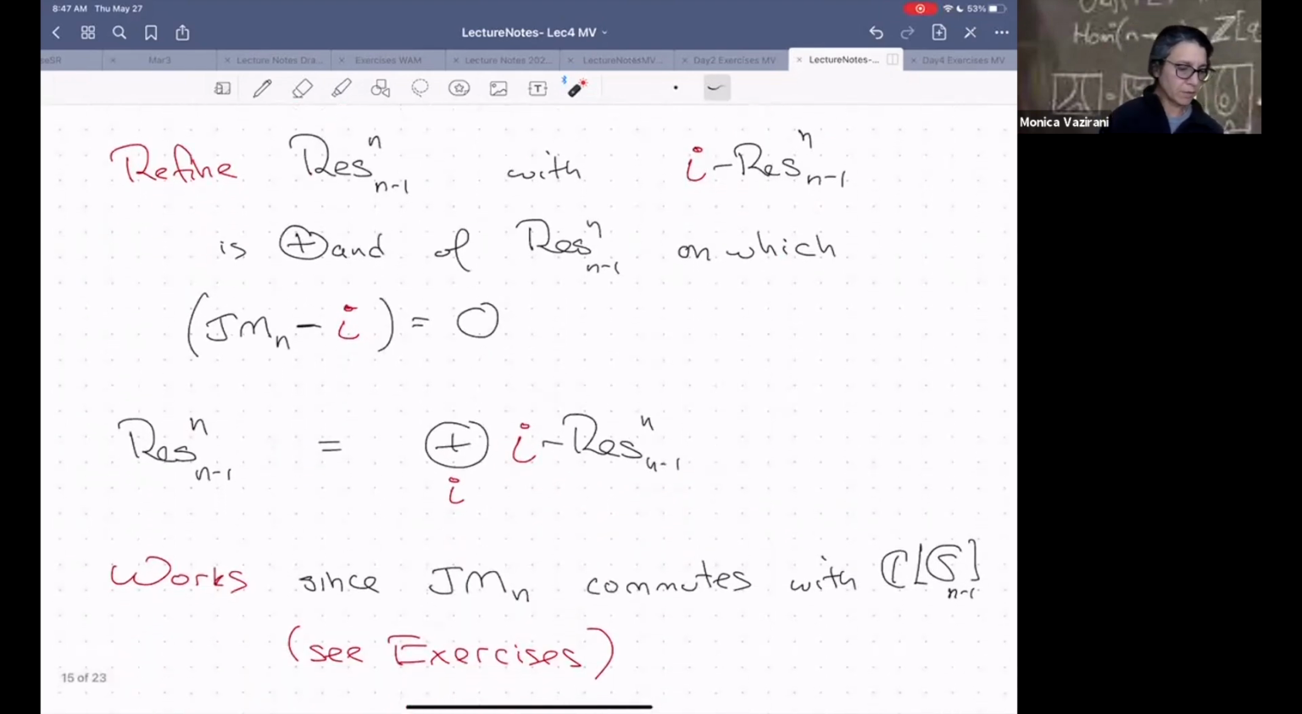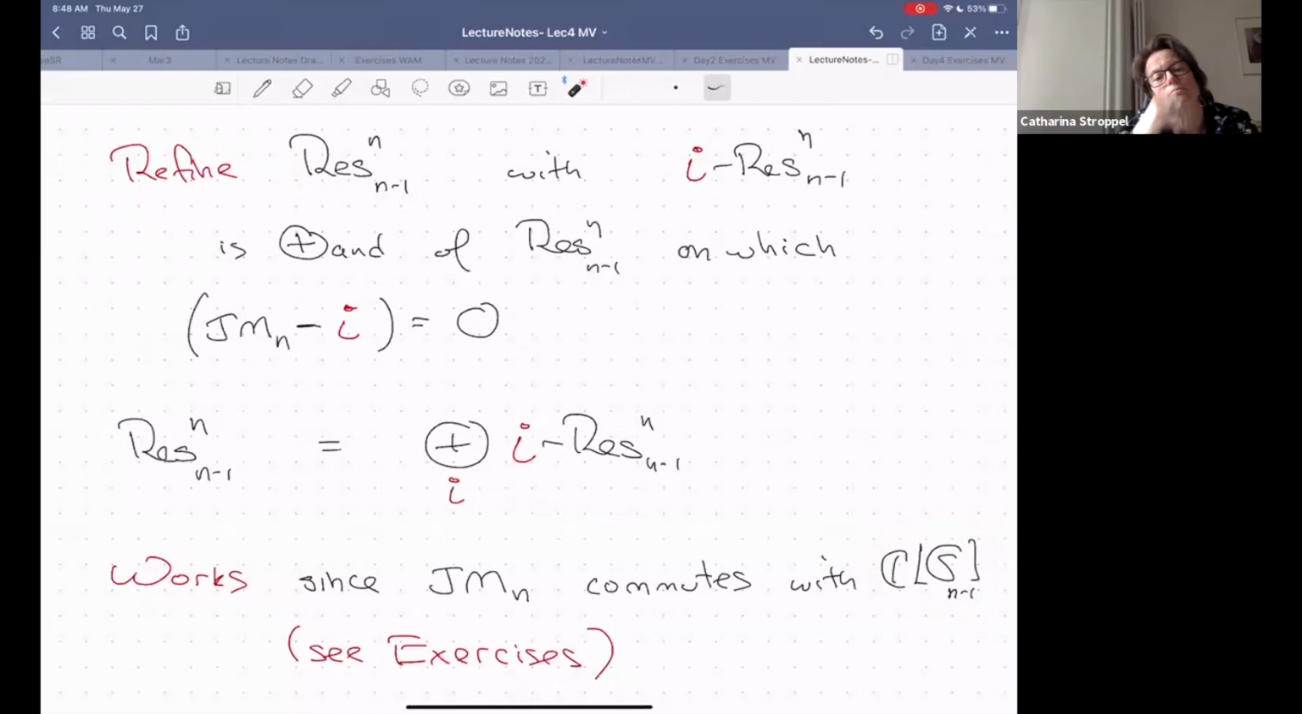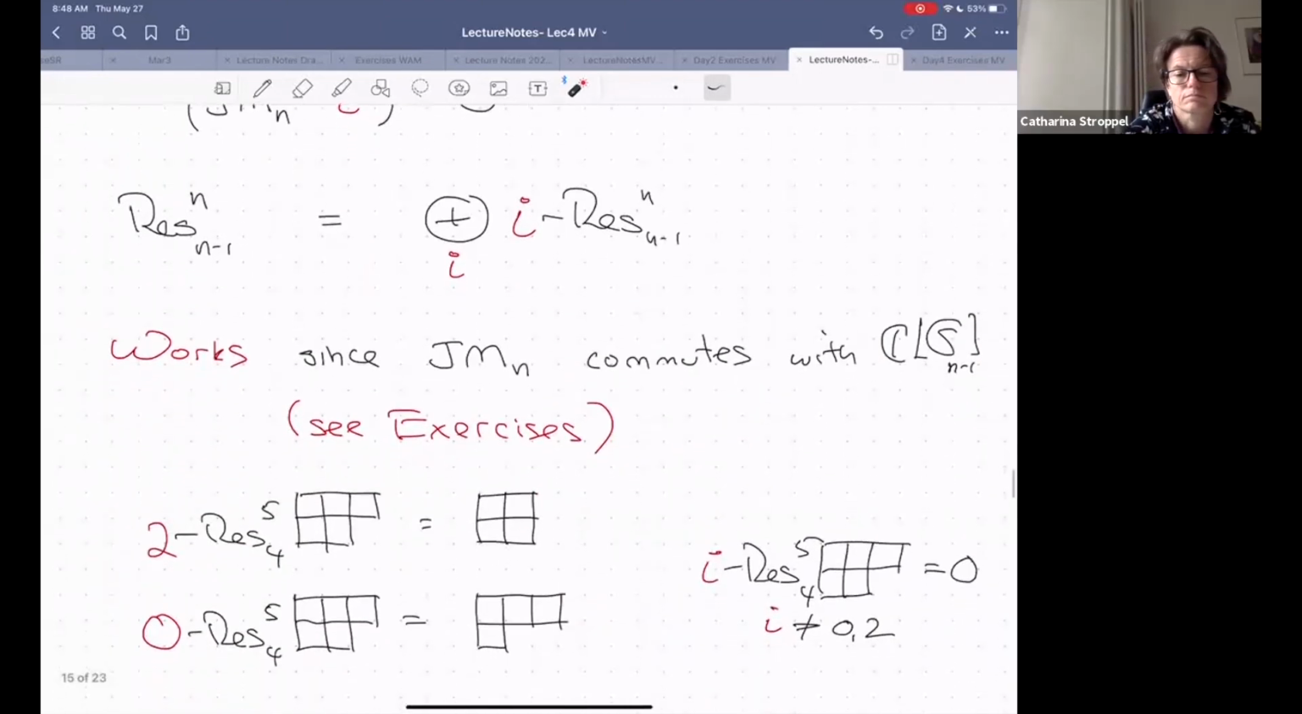So, and again, why does this work? The reason this works is because, as you can practice in the exercise, this Jucys-Murphy operator, JM_n, commutes with all things in S_{n-1}. Okay? So because it commutes with that, its eigenspaces are preserved by S_{n-1}. So that tells you this refinement can be done.